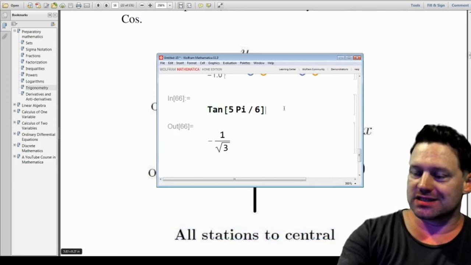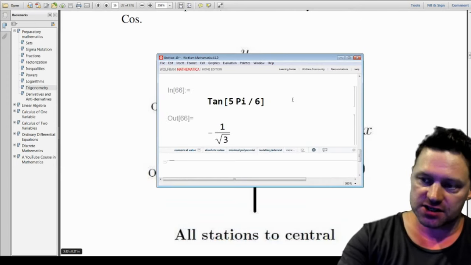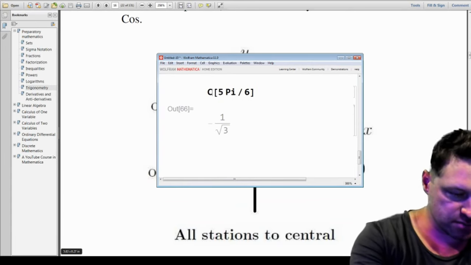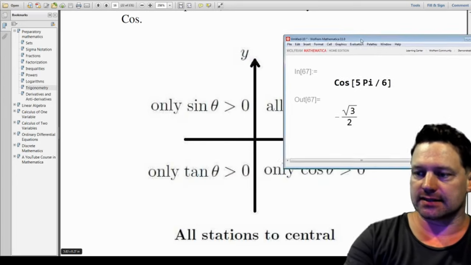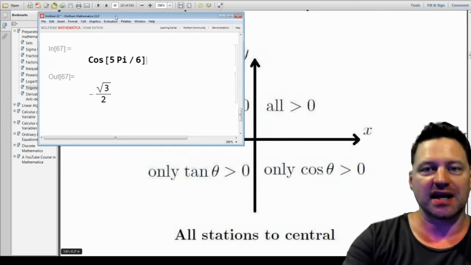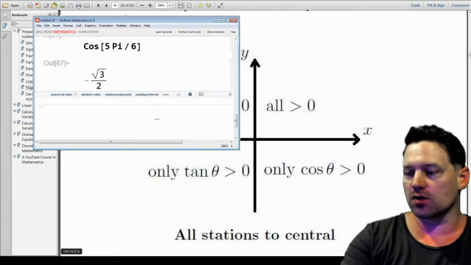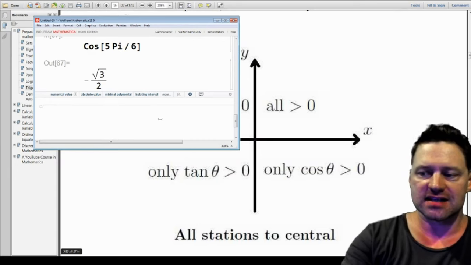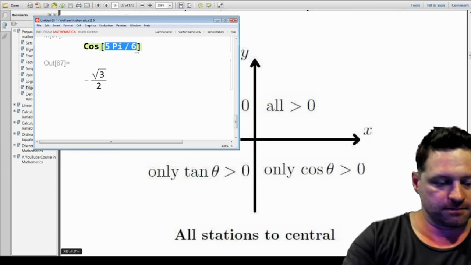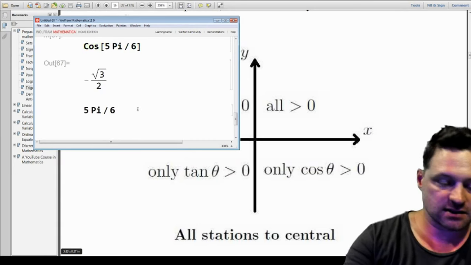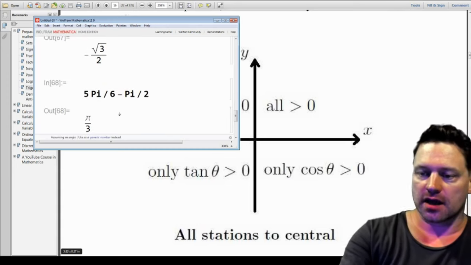Now, let's go into more detail with this angle. How do we work out this trigonometric ratio right here? So let's do cos, because perhaps that's a bit more simple. Okay, cos of 5 pi on 6. Well, how would we by hand work this out? What you would want to do is find out where this angle is. Okay, so 5 pi on 6. Now if I subtract pi on 2, I get pi on 3.